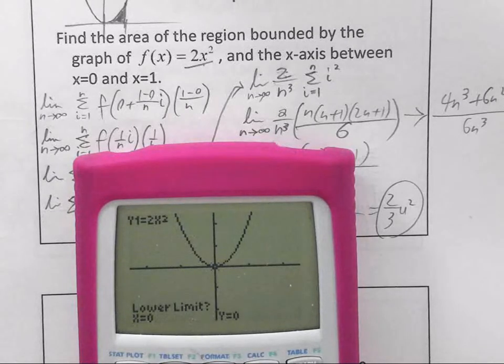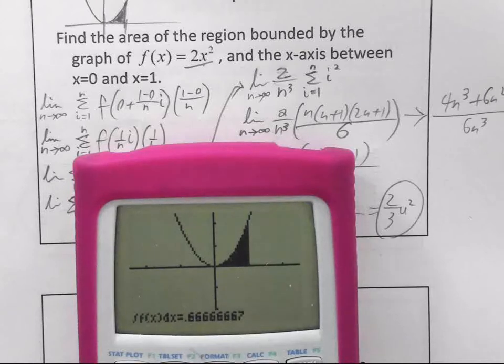The lower limit on this problem is what? 0. What's the upper limit? 1. What do we find for the area? 2/3. If all you have listed as the answer and your work doesn't back it up, I will give you 0 points.